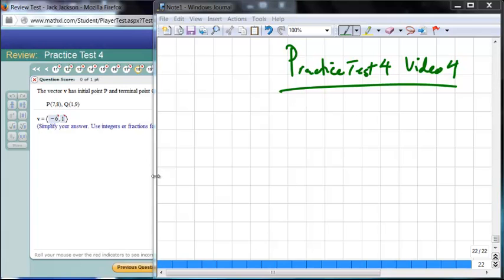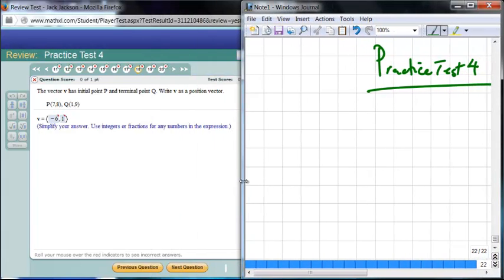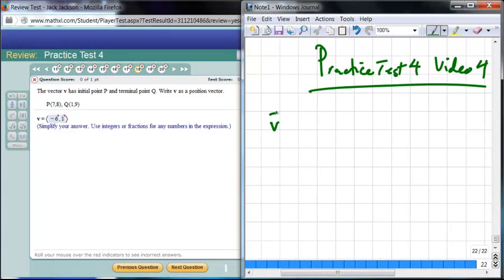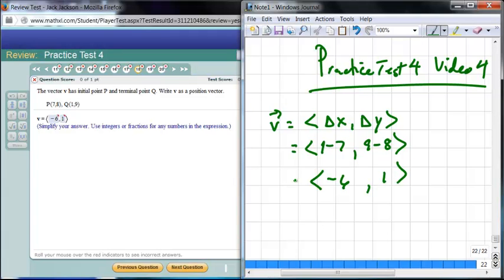A vector has an initial point at P and a terminal point at Q given by these coordinates. Find the vector v. So the displacement vector, the position vector, is delta x, delta y. The final point is Q, so that's y2 and x2. It's 1 minus 7 for the x component, and then 9 minus 8 for the y. So 1 for the y and negative 6 for x. So negative 6, 1. You might see that written as negative 6i plus 1j also. Could be written that way. This way they're wanting this time.